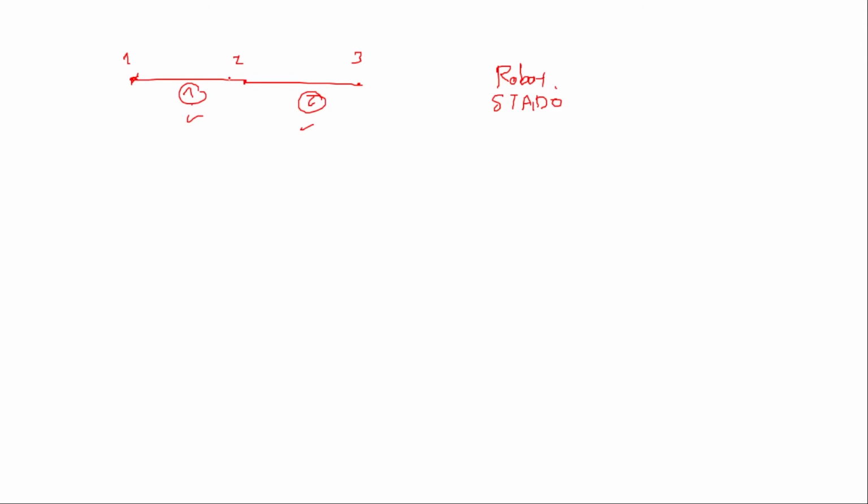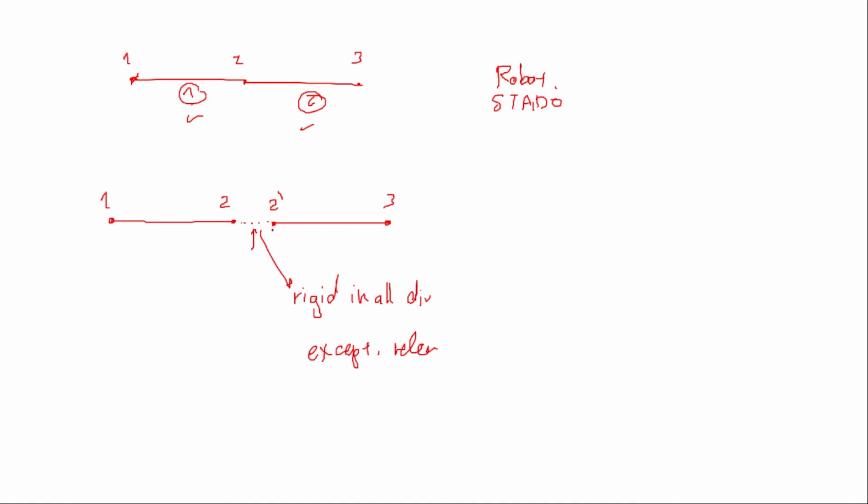Let's say that you have released element number 1 at the end, okay? What happens in the finite element background is that you have node number 1, node number 2, node number 2 dash, and node number 3. So you can see we have added a new node and a new element. And the element that was added here is rigid in all directions except the released ones. Like if you release this element around the rotation around Z, for example, then this element would have a rigid stiffness, a high value, for all the directions except the release direction.